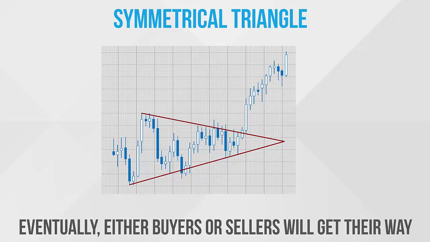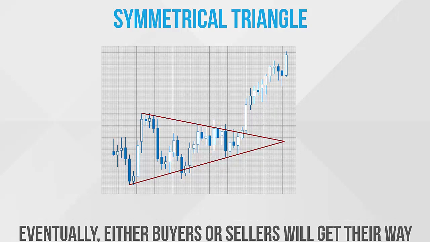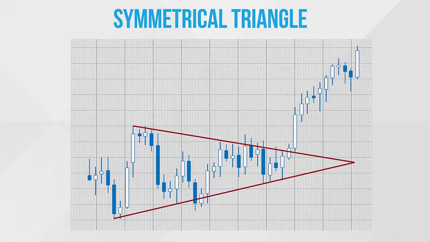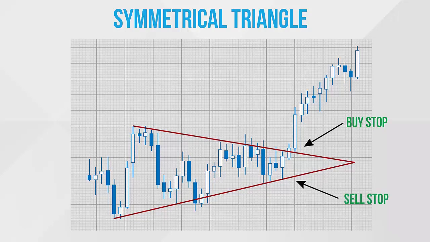Eventually, either buyers or sellers will get their way. To take advantage of a symmetrical triangle, you will want to place an entry order above the slope of the highs and below the slope of the lows. This will allow you to profit no matter which way the breakout occurs.